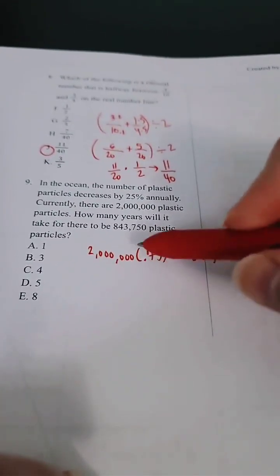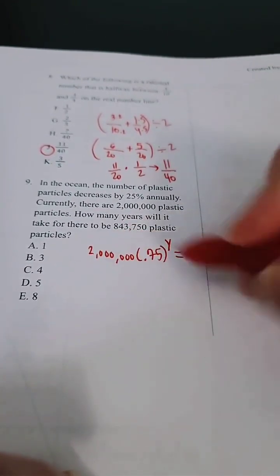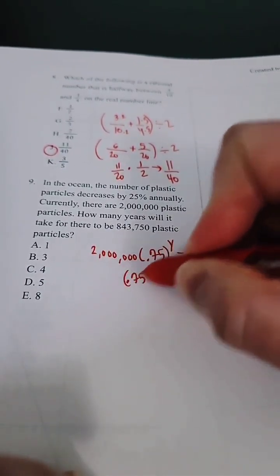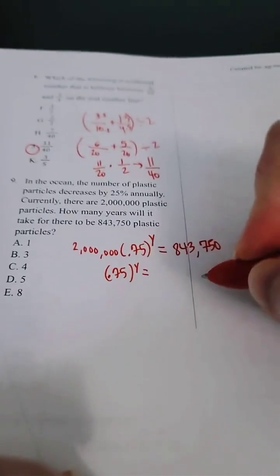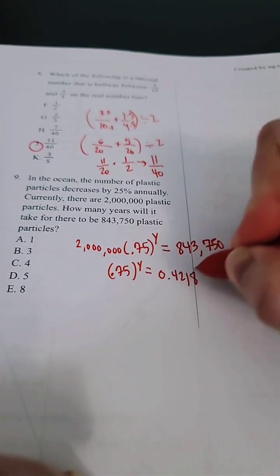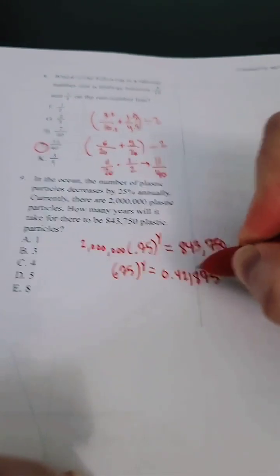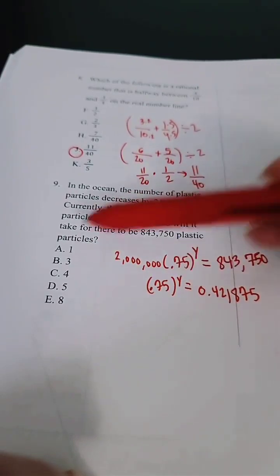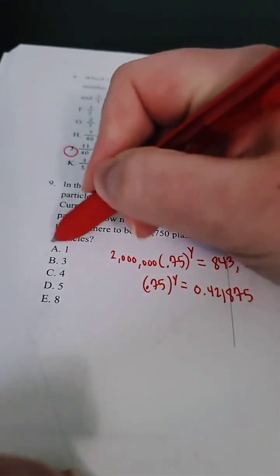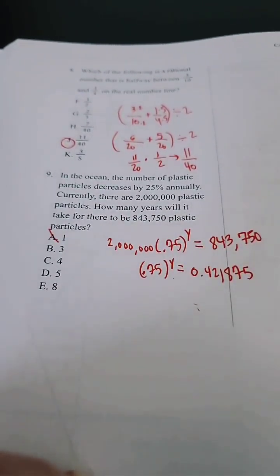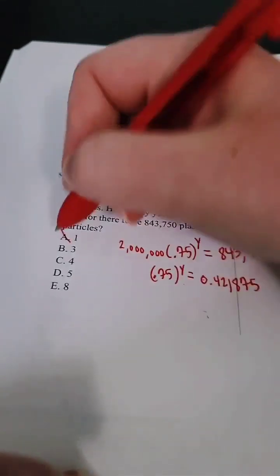843,750. So then we're going to divide by 2 million on each side, because we're trying to solve for y. That's going to give us 0.75 to the y is equal to 0.421875. And then now what I would do is just start plugging in each of the values. So obviously 1 is not going to give you that exact number, so no. But if you plug in 3, 0.75 times 0.75 times 0.75 is going to give you this exact number right here. So it would be B.